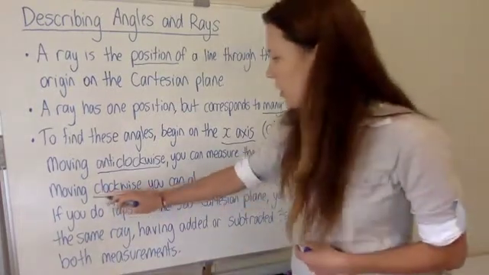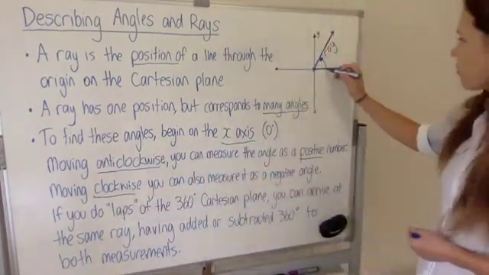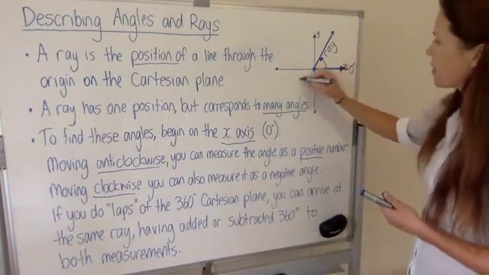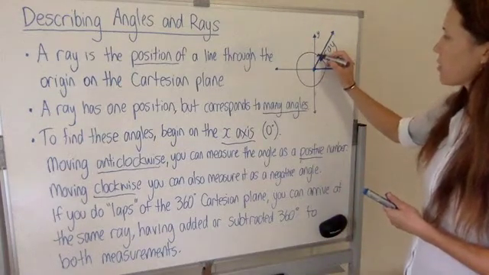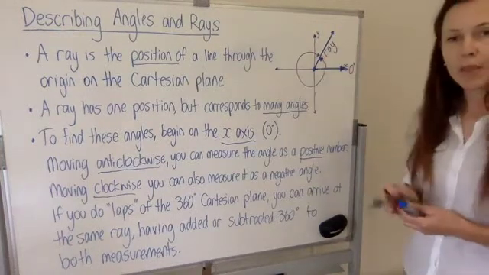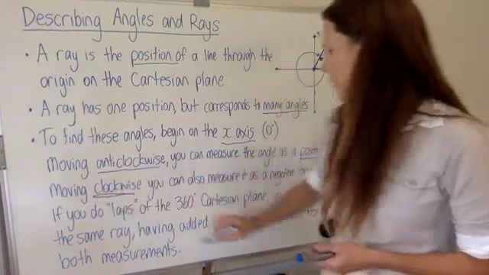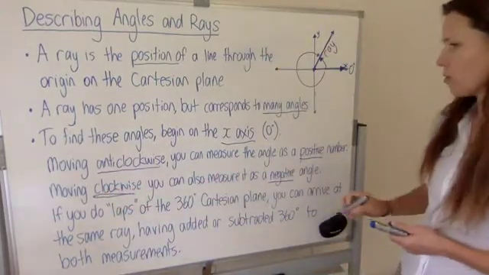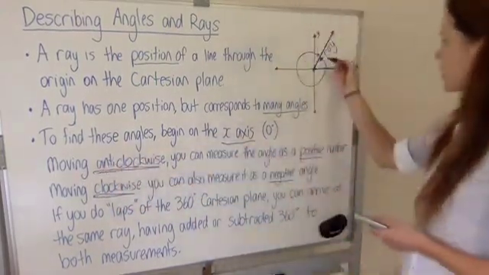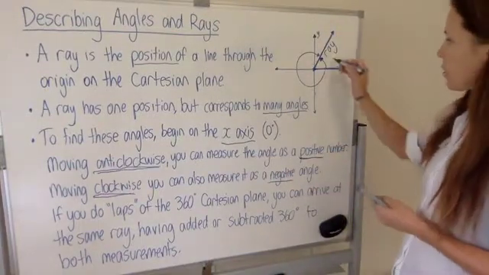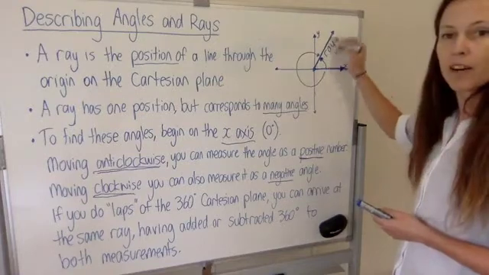But moving clockwise, you can also get to the same place. So if I started here, let's use another colour, and I went around this way, I could also measure this angle and describe that as a negative number. So when we're moving clockwise, we have a negative angle, and when we're moving anti-clockwise, that's this way, we have a positive number.